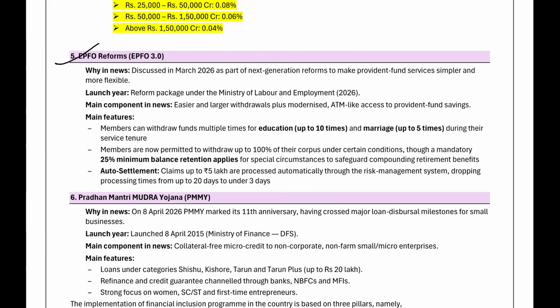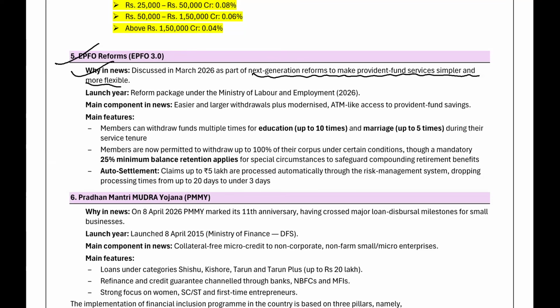Okay. Now, why it is in the news? Because to provide next generation reforms to make provident fund services simpler and more flexible. जो कि आपने ये चीजें NPS में भी देखी थीं. तो that's why it is in the news. Is it clear? इसमें भी थोड़ा सा आपको प्रोविडेंट फंड की सर्विसेज को और ज्यादा सिंपल और मोर फ्लेक्सिबल बनाना है. Are you getting my point?